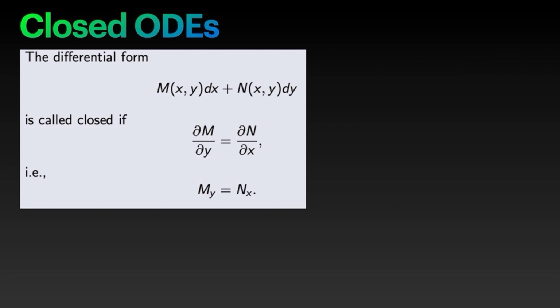Be careful about whose partial derivative is to be taken with respect to whom. You can remember it like this: it's sort of the opposite. M is the coefficient of dx, so take the partial derivative with respect to y. Just reverse. Now we'll see on the next slide how closed and exact differential forms are related.